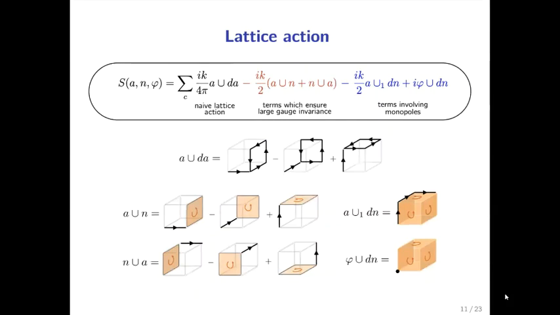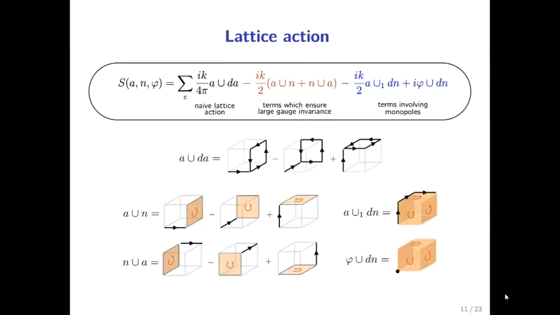Okay. So here's the lattice action. This first term is just the naive thing where we replace wedge by cup, but this alone is not invariant under large gauge transformations. We need to include some terms involving the Villain variable, and then these last two terms involve dm, so they have to do with monopoles.